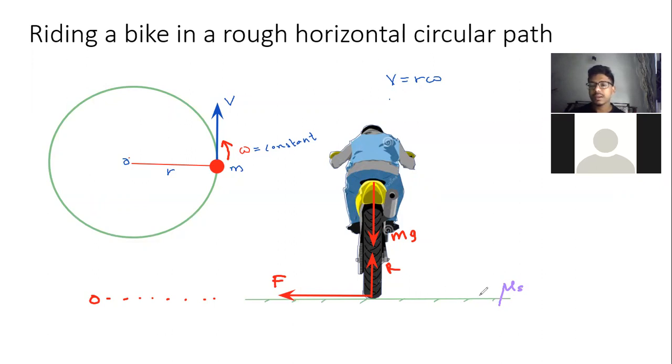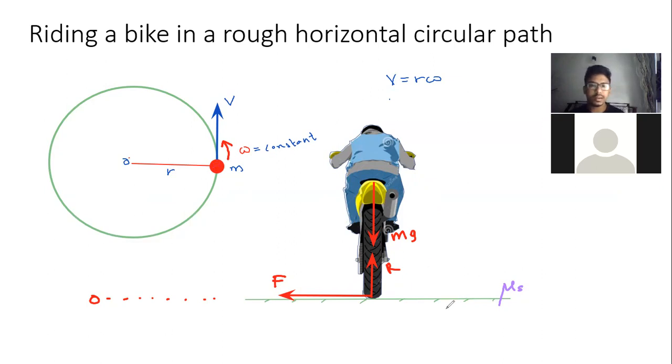So now we mark the friction in this direction, and let us consider the static friction coefficient, mu s. Okay, so the static friction coefficient of this tire and road contact, let's consider that it's mu s. So mu s is the static friction coefficient. Okay, because this is not kinetic, even though the bike is moving, the bike is continuously riding with a constant angular velocity omega.